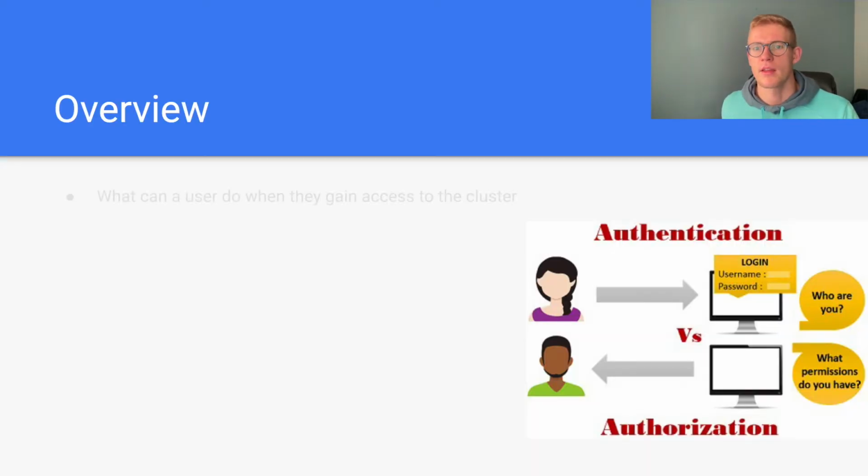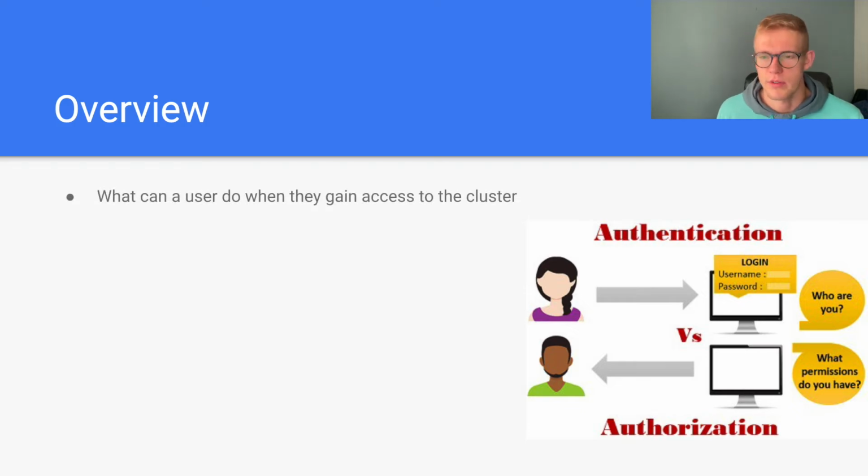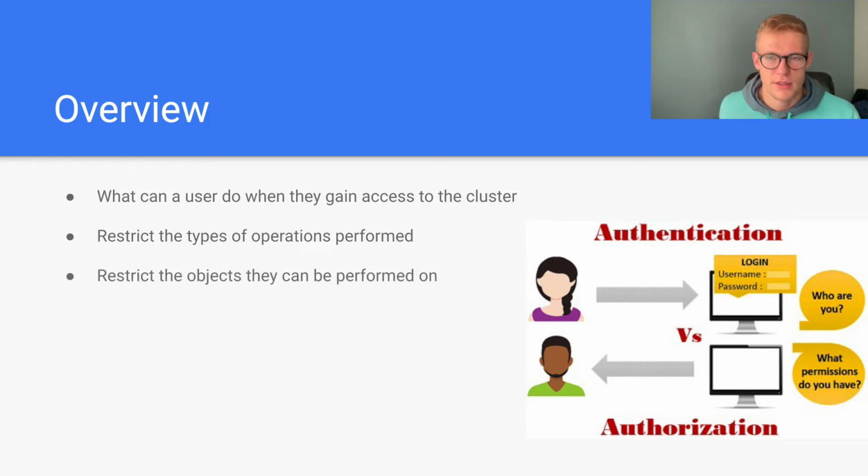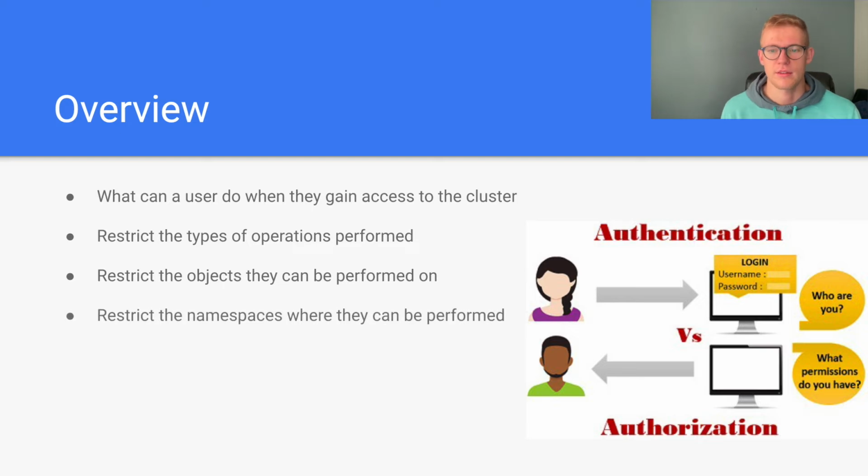So let's begin. We discussed previously about authentication, which allowed us to verify the identity of a user when they try to access our cluster. Authorization allows us to dictate what the user can then do once they have access to the cluster. We can restrict the types of operations that are performed. We can restrict the objects that they are performed on and the namespaces in which they are performed.